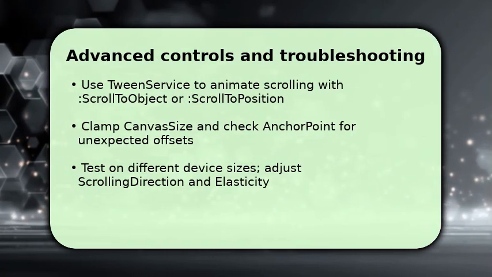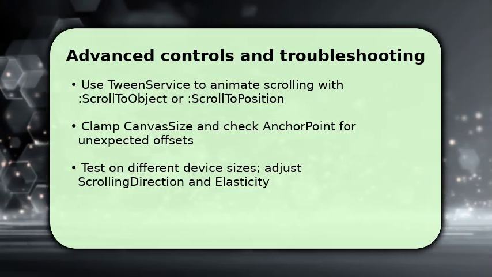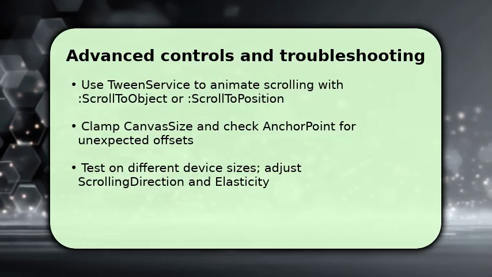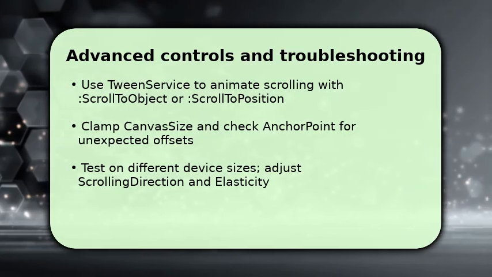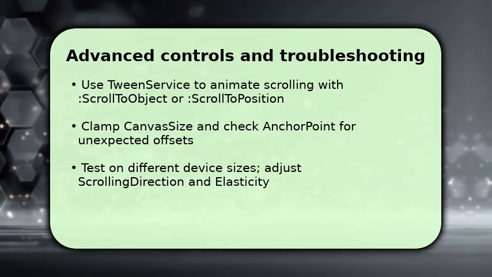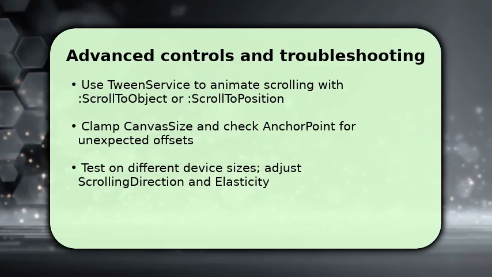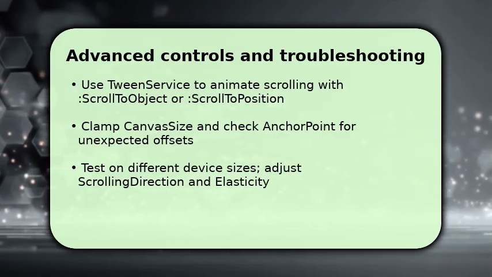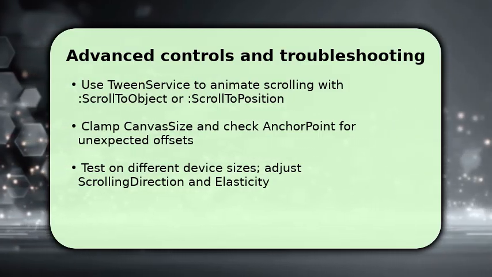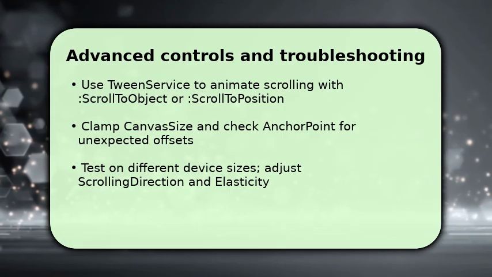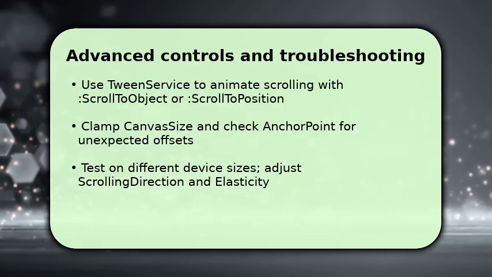For smooth jumps, use TweenService with the scrolling frame, scroll to position or scroll to object and ease the motion. This makes navigation feel natural. Next, clamp canvas size values and verify anchor point and pivot on children to avoid offset drifts. Finally, test on phone and desktop to confirm touch versus mouse scrolling.